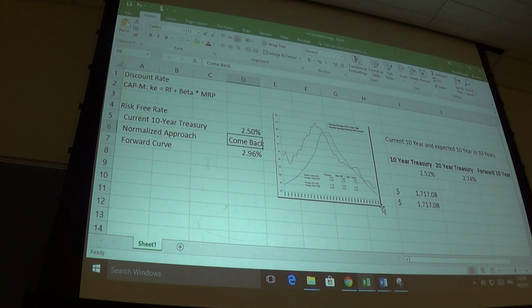These aren't numbers you can just pick up anywhere. So anyway, there's some numbers. I'm going to use the 2.96. Dr. Damodaran, we use the 2.5%. I used to use the normalized approach. I don't like normalized now because it gives you too high of a number to get what's going on. All right, now we need the market risk premium. And we're going to use the implied approach.